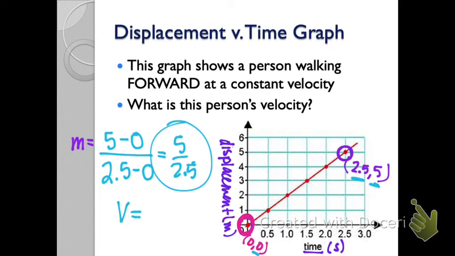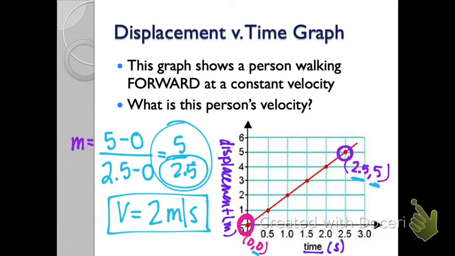What's that math? Just 2.5. 2. Right? Because 5 divided by 2.5 is 2. And I get 2 meters per second. How do I know that my units come out as meters per second? Well, my y-axis was measured in meters, so that means this is meters. This is seconds. So that's how I get meters per second.